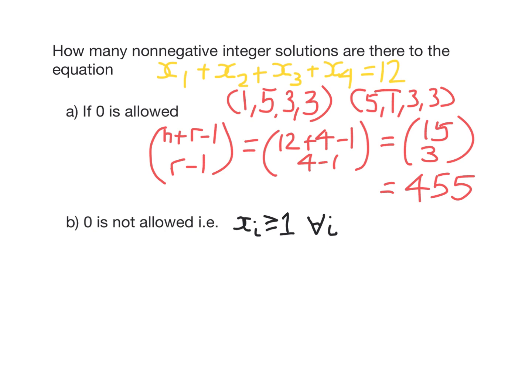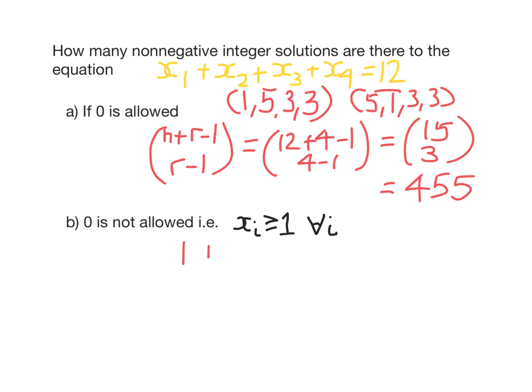All right, let's now do the same problem, but this time none of these numbers is allowed to be 0. So if this were a balls in bins problem, we still have 12 balls, but each of the bins has to have at least one ball. And that's what this means. Xi is greater than or equal to 1 for all i. It means each of these has to be greater than or equal to 1. So in terms of bins, each of these bins has to have at least one ball.